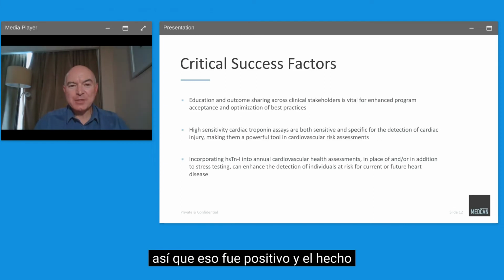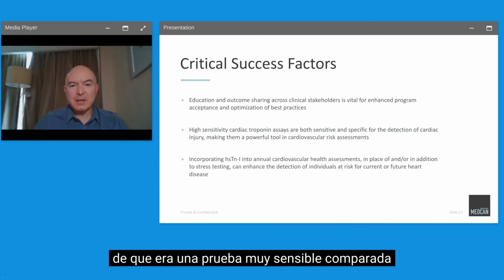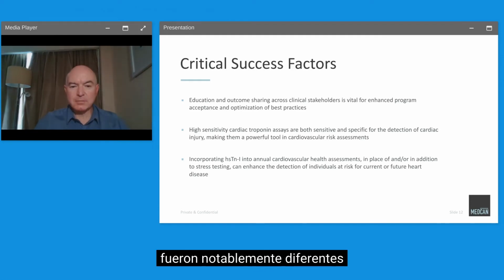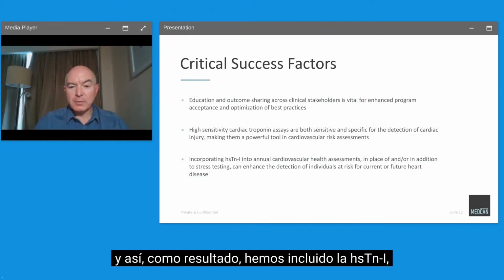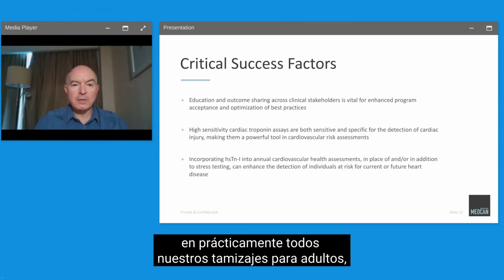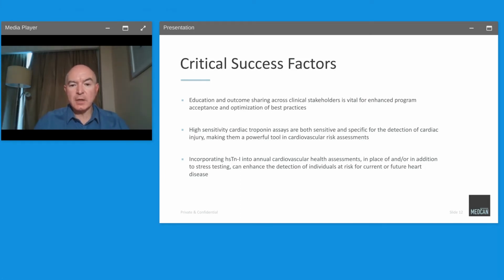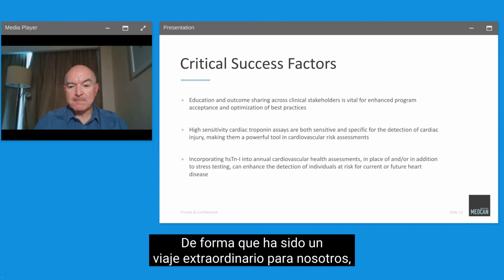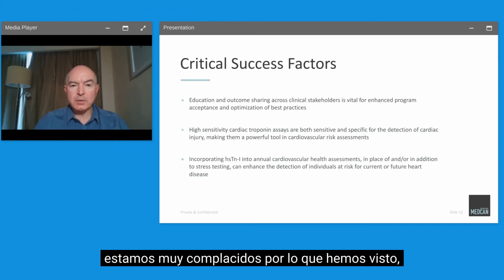And the fact that it was such a sensitive test compared to what we were utilizing at that time, from the quality perspective, the outcomes were just remarkably different. And so as a result, we have included the HS troponin I in virtually all of our adult screenings, our annual health assessments. And so it's been an extraordinary journey for us. We're very excited by what we've seen.